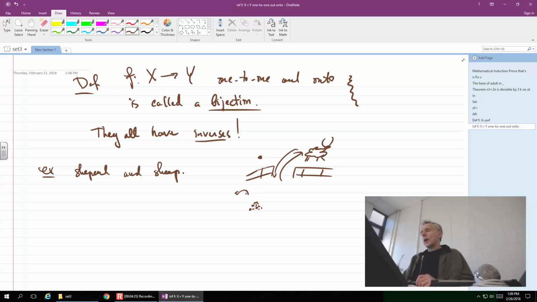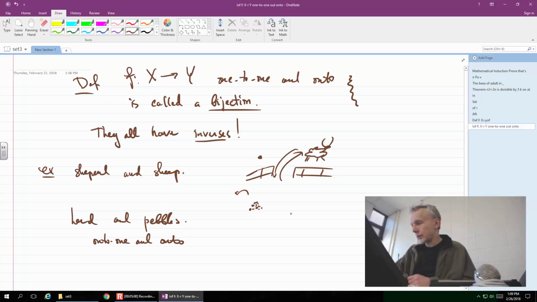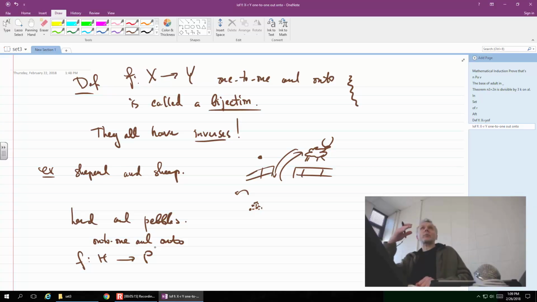Okay, so as you can see, there's a one-to-one correspondence, a one-to-one onto function between the herd and pebbles, a function say from H to P. Then you can handle counting without knowing numbers, nor being able to count, period.